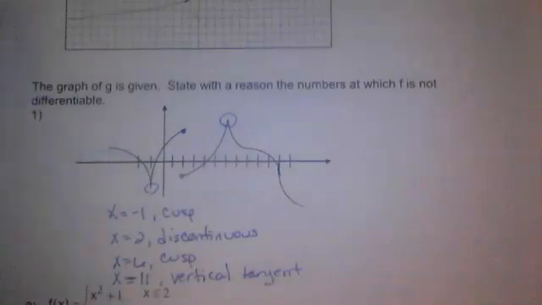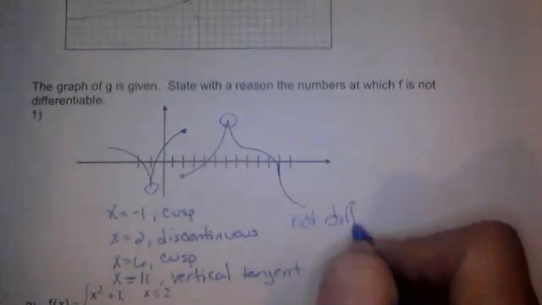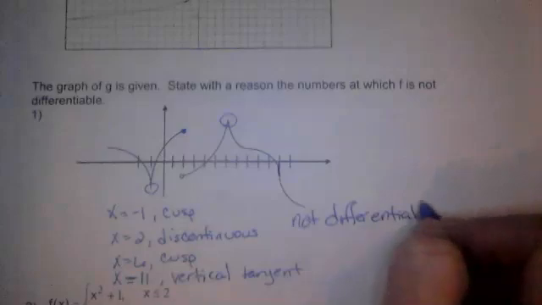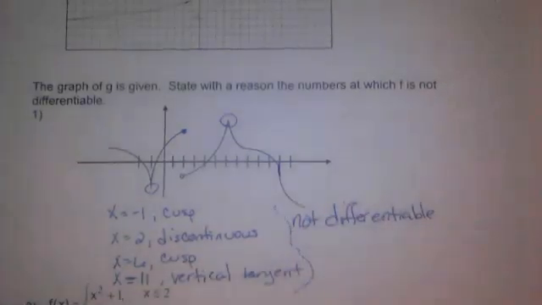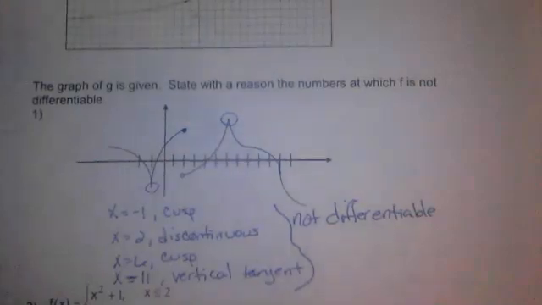So all of those would be spots where this function is not differentiable. You couldn't take the derivative. All right, so like I said, some of them very simple. Just look at the graph and then state where it's not differentiable and why.